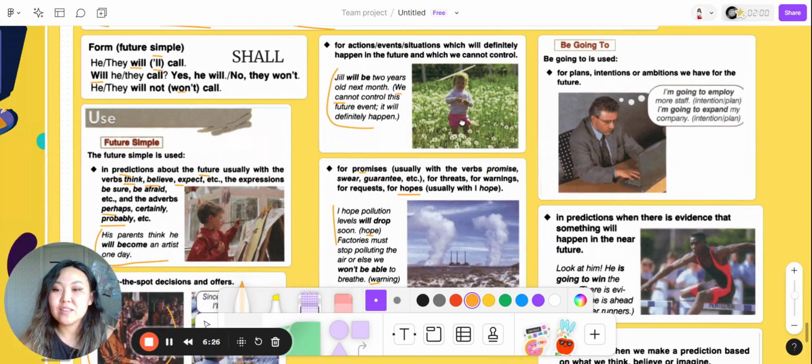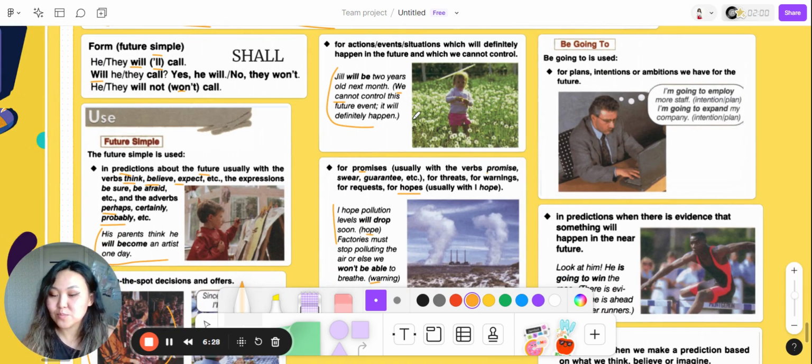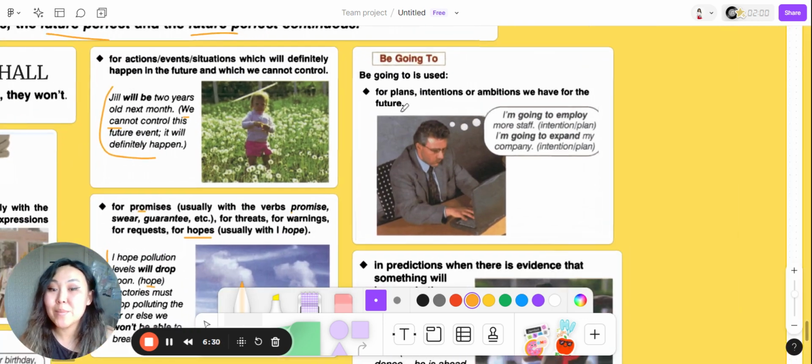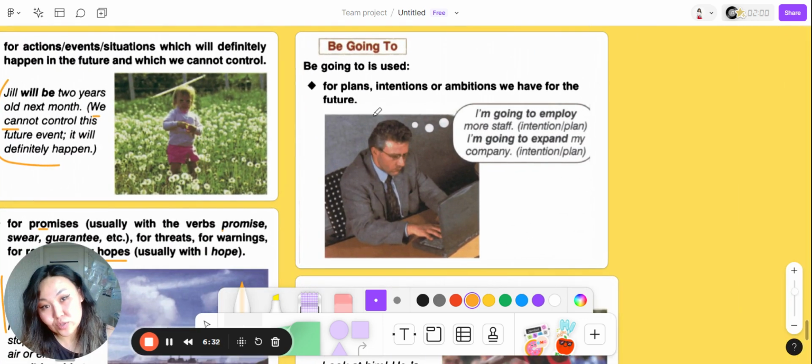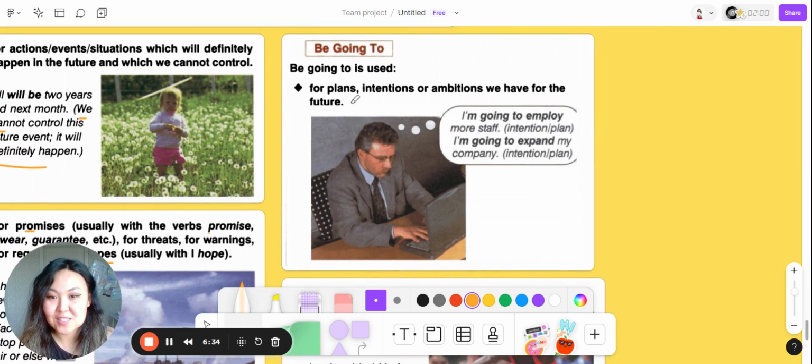Next one, that was about future simple. Next one is be going to. We can also use it for some future events. So be going to is used for plans, intentions, or ambitions we have for the future.